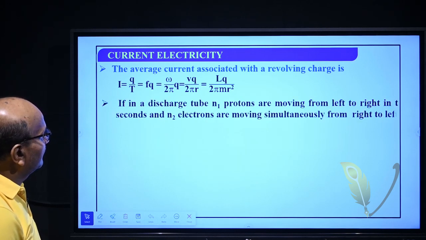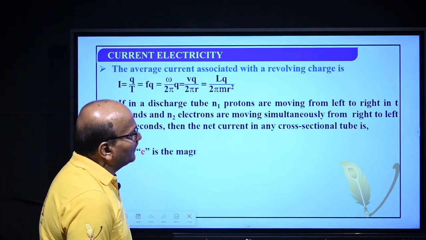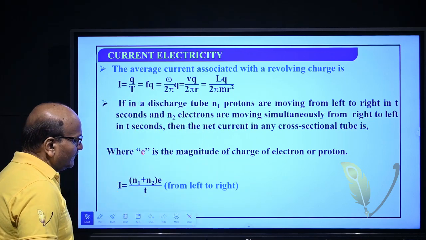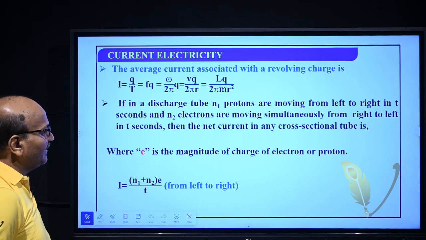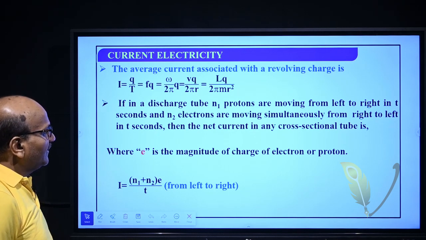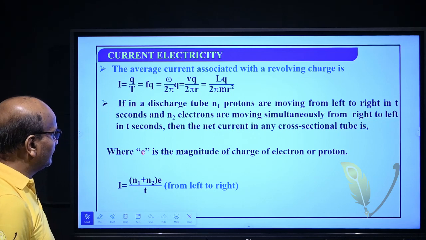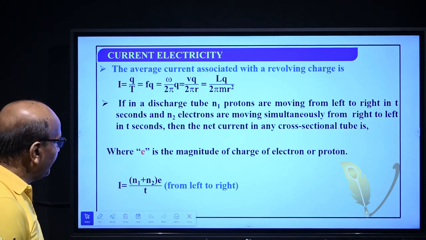If in a discharge tube, N1 protons are moving from left to right in time t, and N2 electrons are moving simultaneously from right to left in time t, the net current in any cross section of the tube will be N1 plus N2 into e by t.